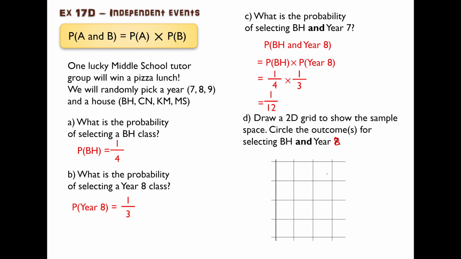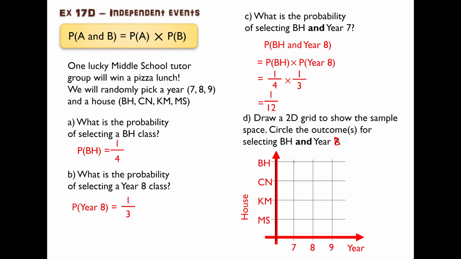There we go. All right, so a 2D grid means I've got my 2 axes here, my horizontal and vertical axis. Down here, I might put the year, and over here on this axis, I might put the house. What are the outcomes for the year? They are 7, 8, and 9. And what are the possible outcomes for the house? BH, CN, KM, and MS. Those are the 4 outcomes.